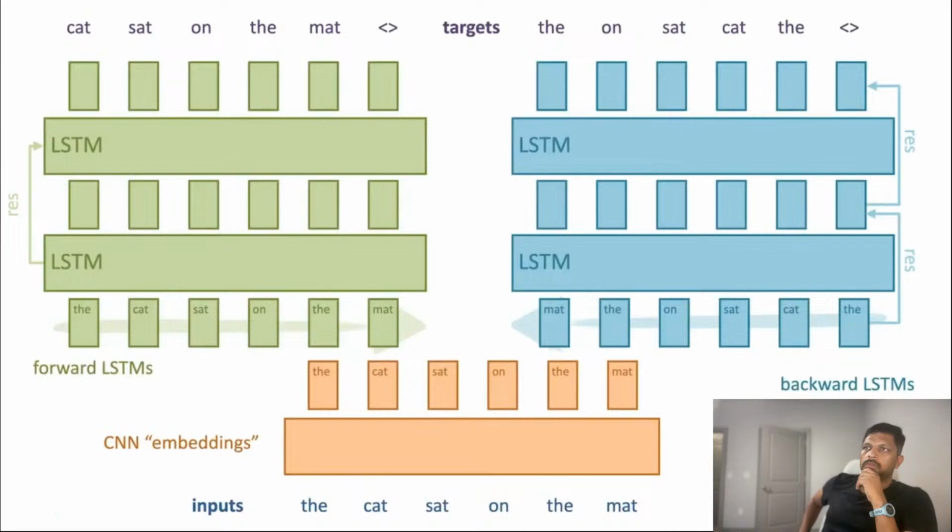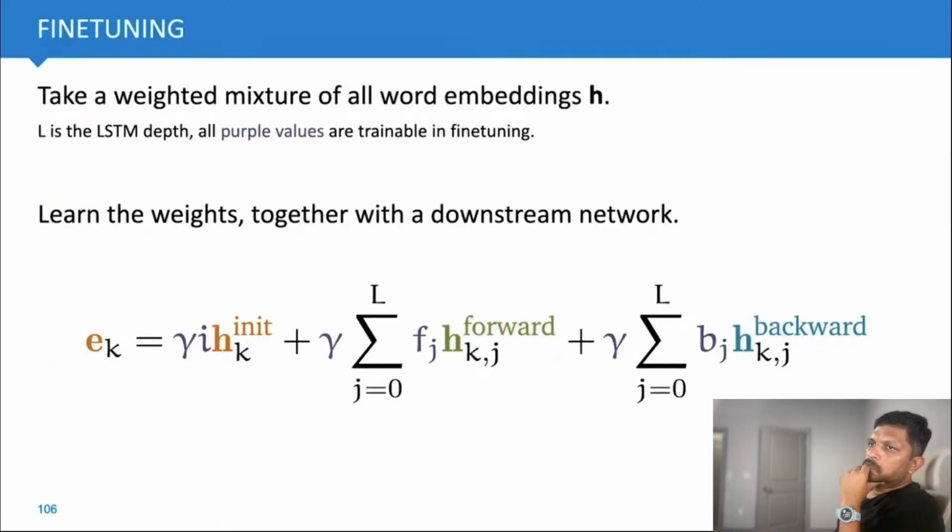So, putting all of that together, this is what the ELMo model looks like. We are given a set of inputs as words. These are broken up into characters and fed to a CNN embedding layer, which gives us non-contextual vector representations of these words. These are fed to two separate LSTM language models, one which reads the sentence forwards and one which reads the sentence backwards. And both of these are trained separately as language models. How do we then take the resulting model and do fine-tuning? We take a weighted mixture of all the word embeddings produced in this ELMo model. So the ELMo model produces first non-contextual word embeddings, which we've called H init.